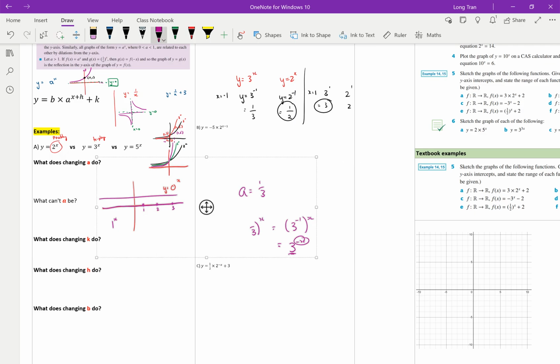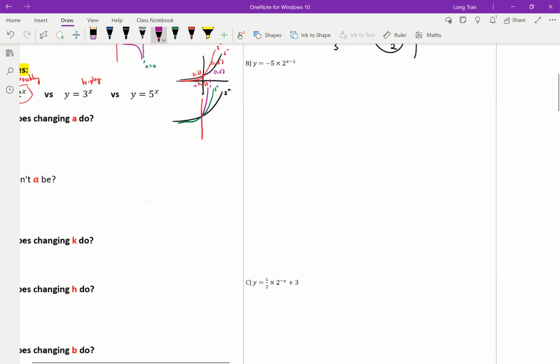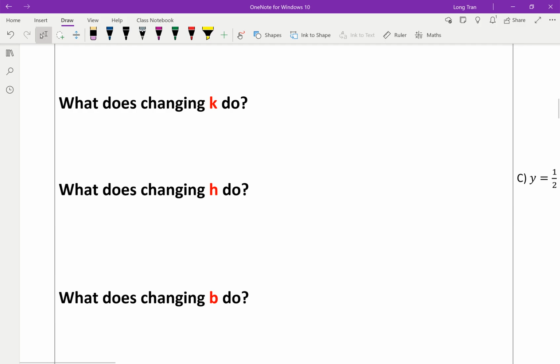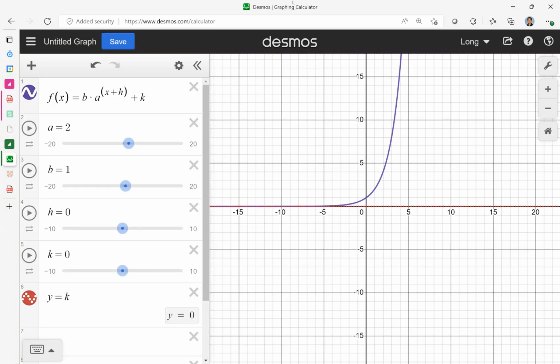So we now know what A does. What does changing K do? What does changing H do? And what does changing B do? I think most of you will understand H and K. It's the B that I want you to think about. So here we go. This is my graph. K is the number that you're adding on the outside. Let's see what happens when I change K, and then you tell me what happens.